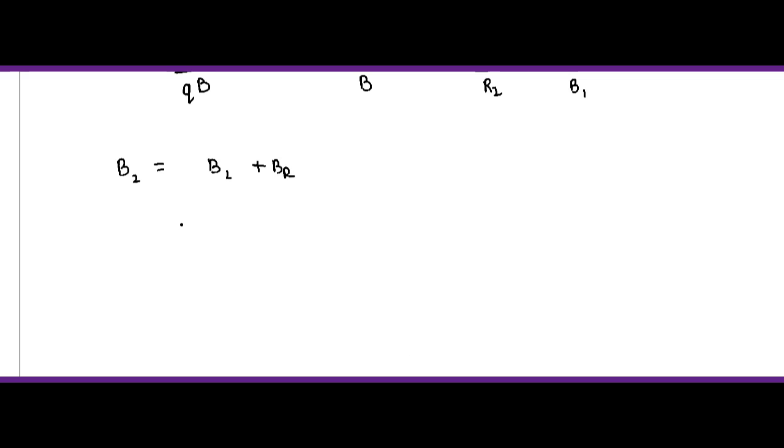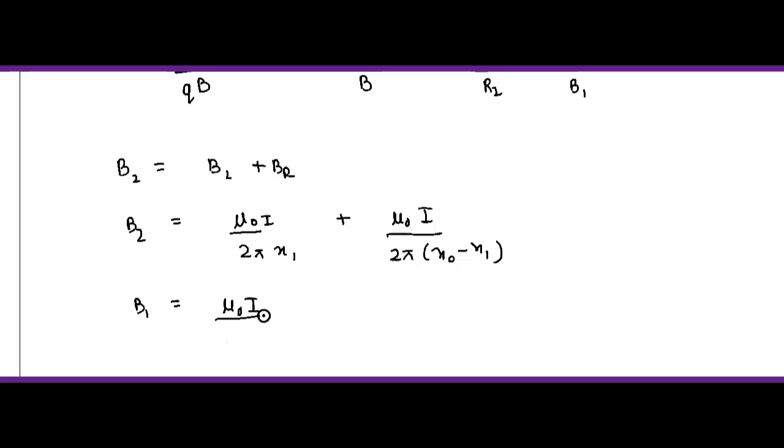So what would be the value? We know that the magnetic field for a straight current carrying conductor is mu naught I divided by 2 pi times the distance. For the left wire the distance is x1, so we write mu naught I by 2 pi x1, plus mu naught I by 2 pi for the right wire, where the distance is x naught minus x1. So this is the value of B2. Similarly, what would the B1 value be? In the B1 case, the direction of current is the same, so we just take the difference because the magnetic fields would be in opposite directions. So mu naught I divided by 2 pi x1 minus mu naught I divided by 2 pi (x naught minus x1).